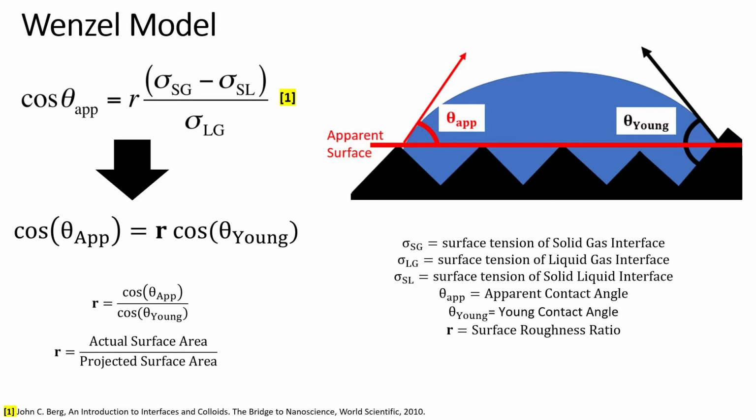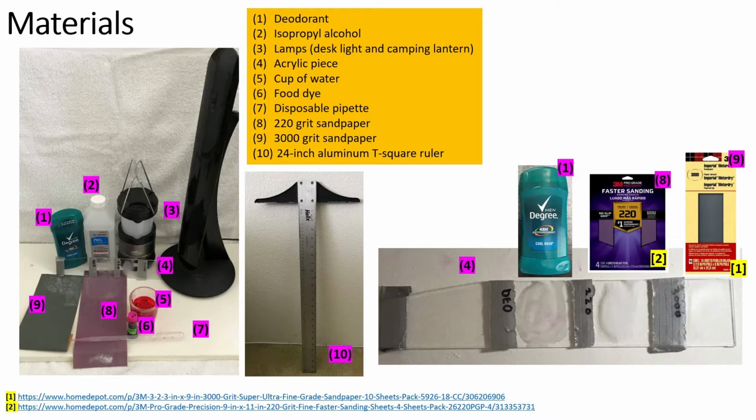Materials used for this experiment are deodorant, isopropyl alcohol, lamps, which I have a desk light and a camping lantern, an acrylic piece, a cup of water, food dye, disposable pipettes, 220 grit sandpaper, 3000 grit sandpaper, and a 24-inch aluminum T-square ruler.